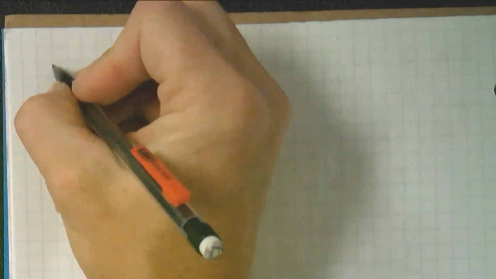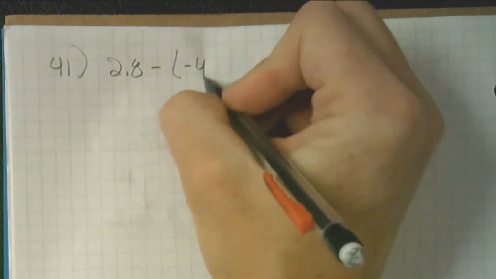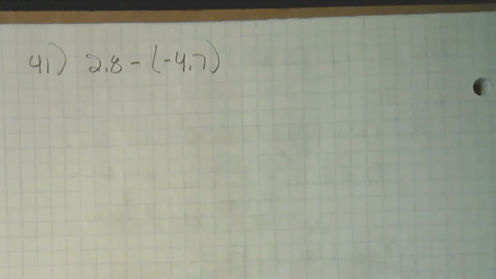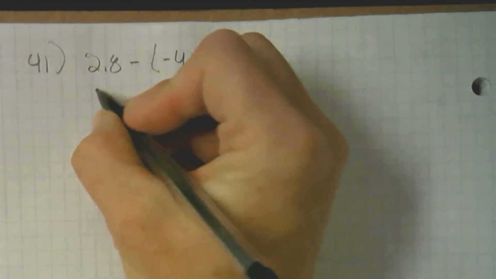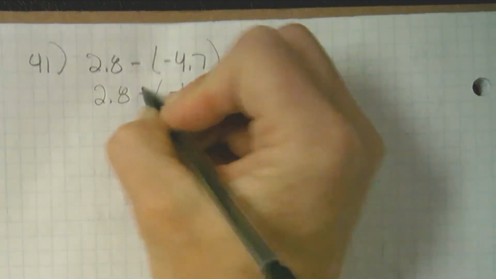All right, so let's take a look at number 41. 41 said that I have 2.8 minus a negative 4.7. Who asked me for 41? Okay, so this was just skills. There was nothing fancy going on here. It says perform the indicated operation. So they just wanted you to do this. So remember, anytime that I have subtraction, I always want you adding the opposite.